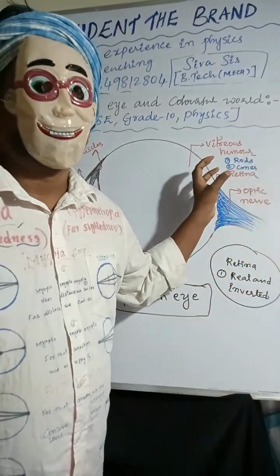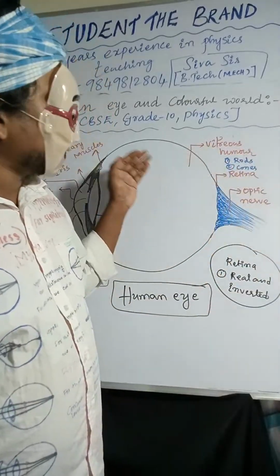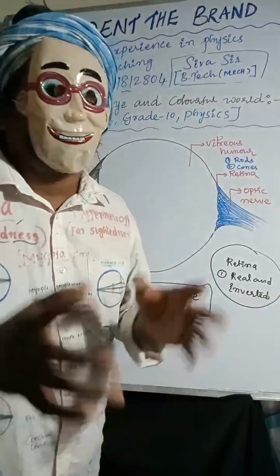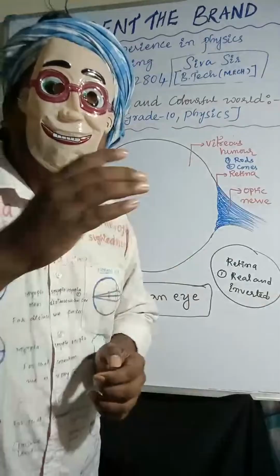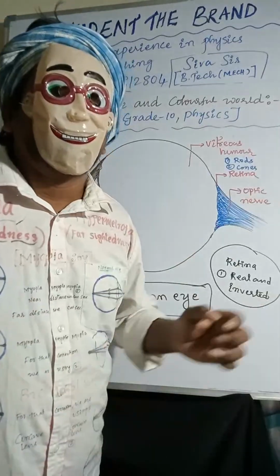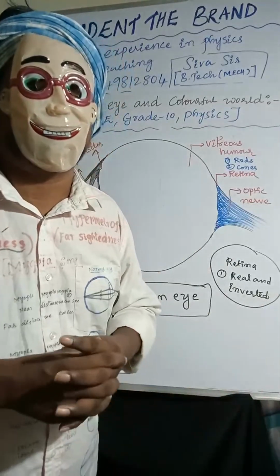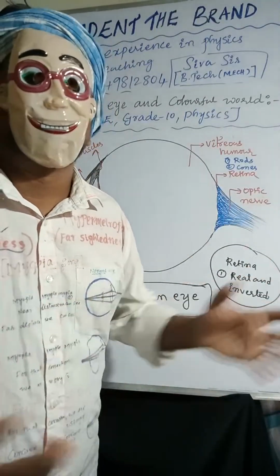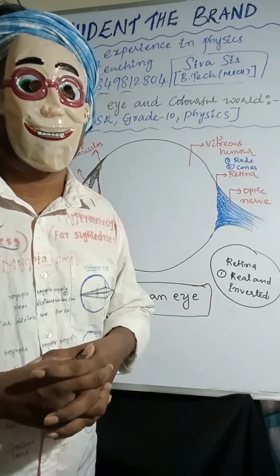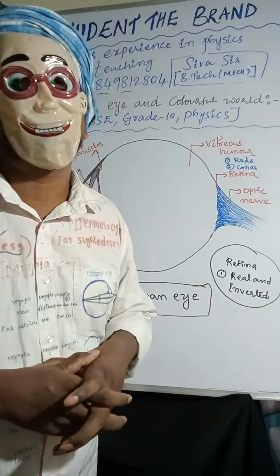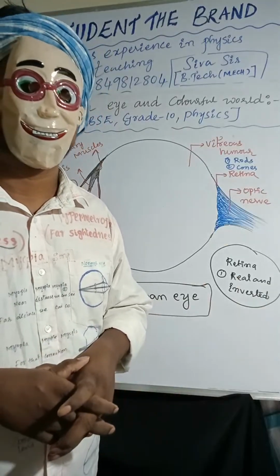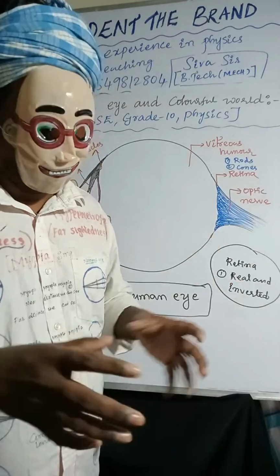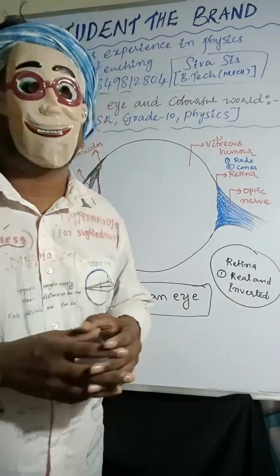Here, and one more. Whatever image is forming at the retina is real and inverted. We are seeing only a 2D image. So when the signal reaches the brain, it will add additional information to see the 3D object. So that is about the eye parts and function.